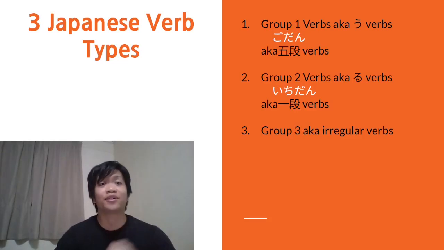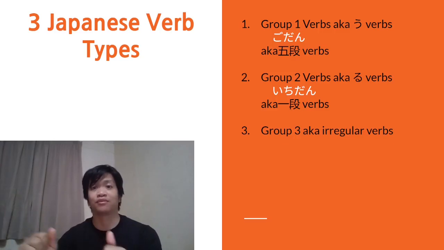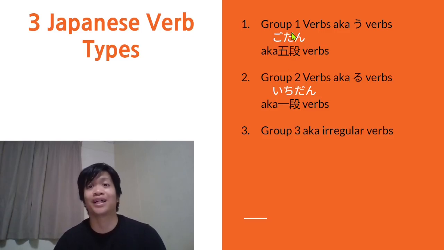So in Japanese, there are three different verb types, and each verb type has multiple names, but they're all the same thing for each verb type. So for the first verb type, they can either go by group one verbs, or u verbs, or godan verbs. These are all the same. For the second type, it's either group two verbs, ru verbs, or ichidan verbs. These are all the same thing for the second type. For the third type, it's either group three or irregular verbs.